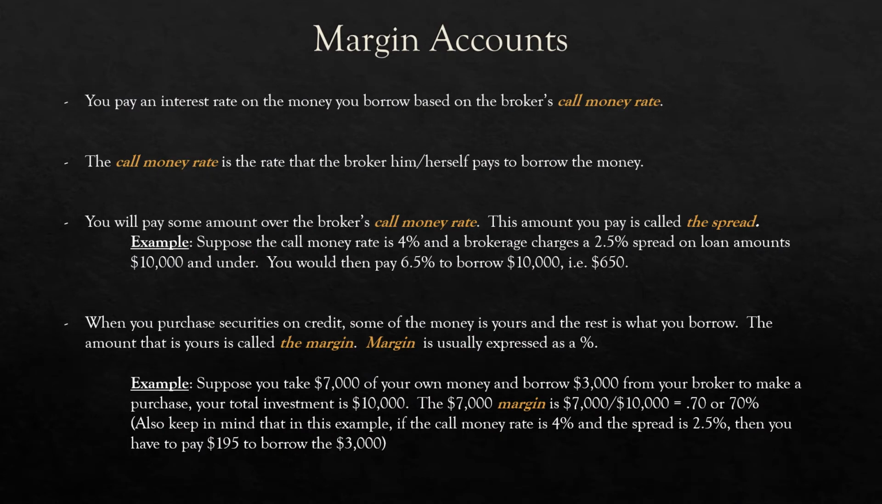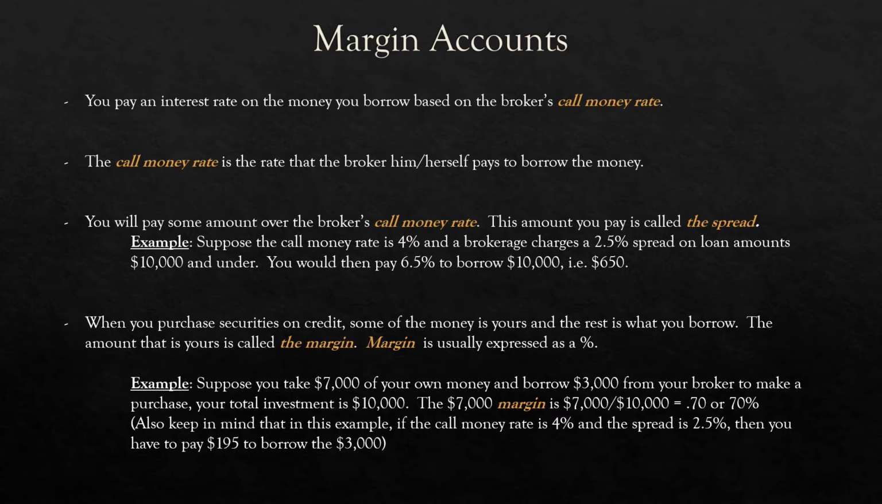With a margin account, you're going to pay an interest rate on the money you borrow, which is typical. When you borrow money, you're going to pay interest, right? And this is based on the broker's call money rate. The call money rate is the rate that the broker, him or herself, pays to borrow the money. And then you're going to pay some amount on top of the broker's call money rate.